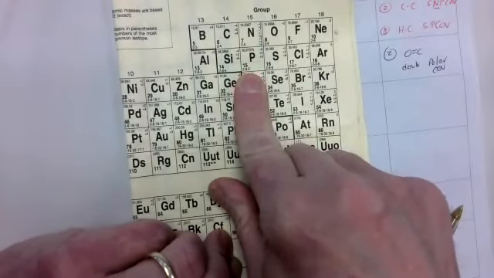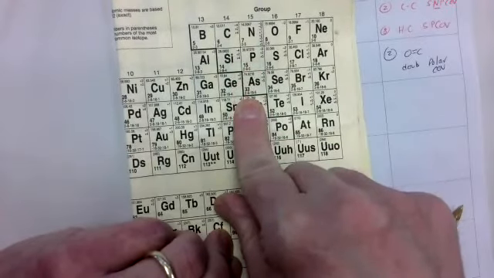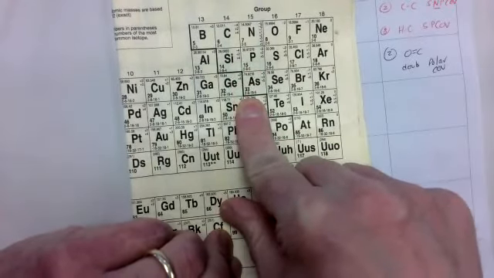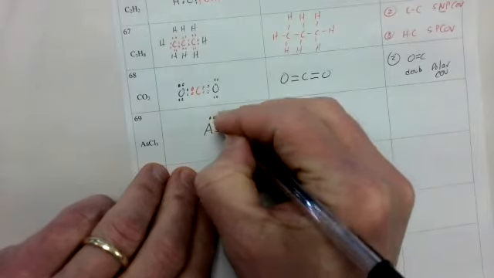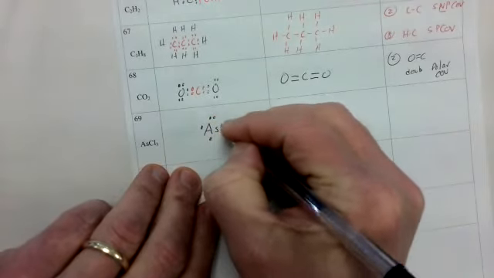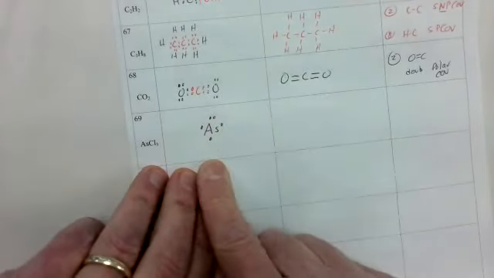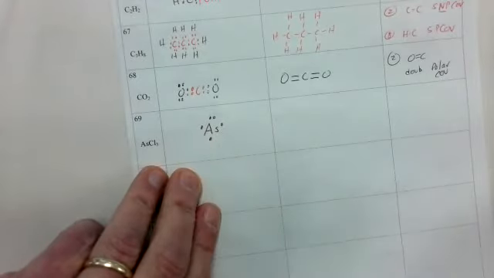2-5, 2-8-5, 2-8-18-5. They all end with 5. They all have the same sort of combination. So arsenic is going to have 5 dots. And just like nitrogen and phosphorus, there's a pair and 3 singles.